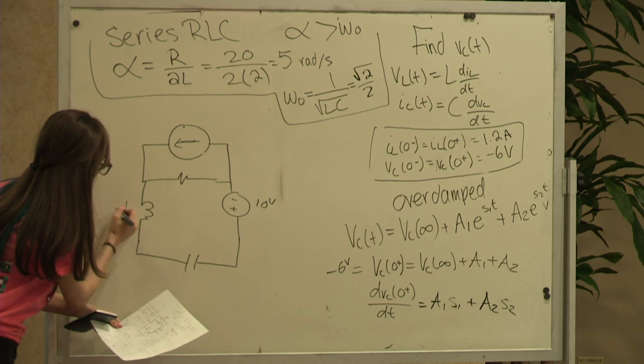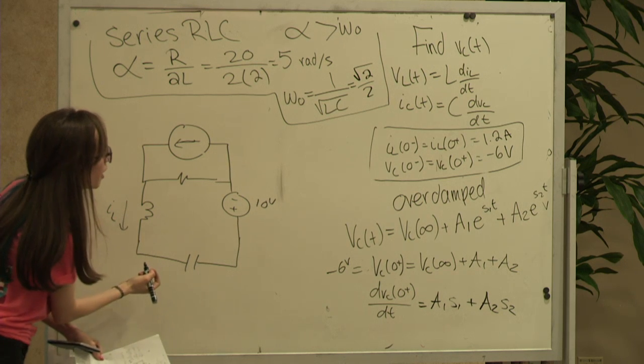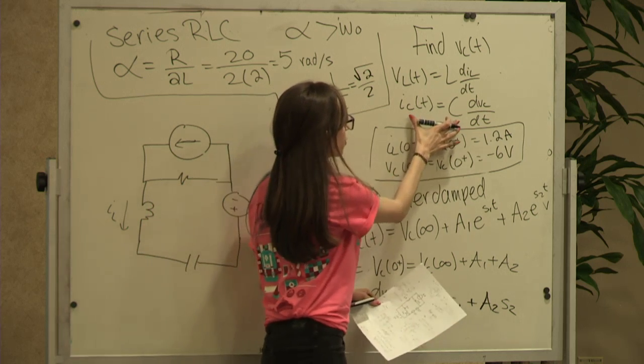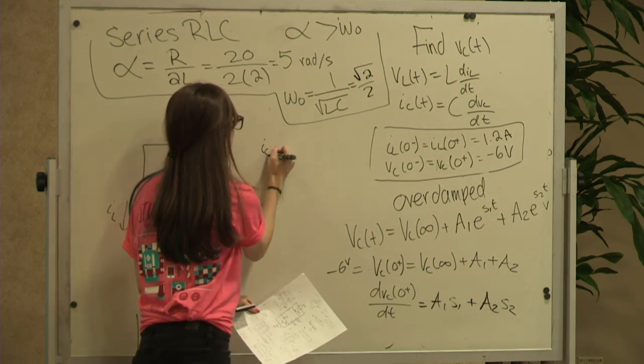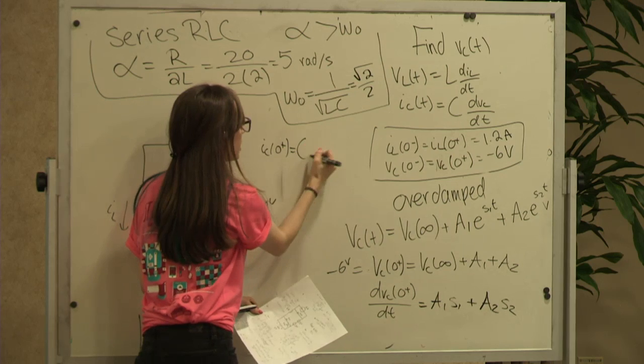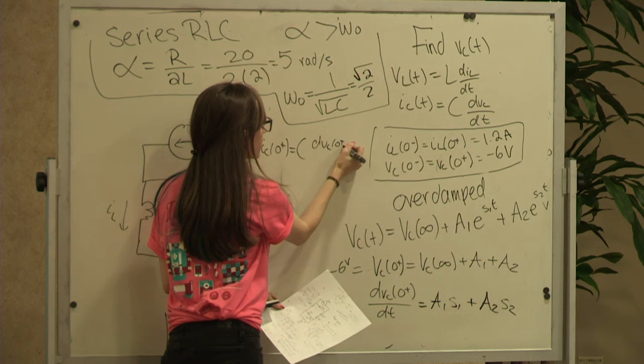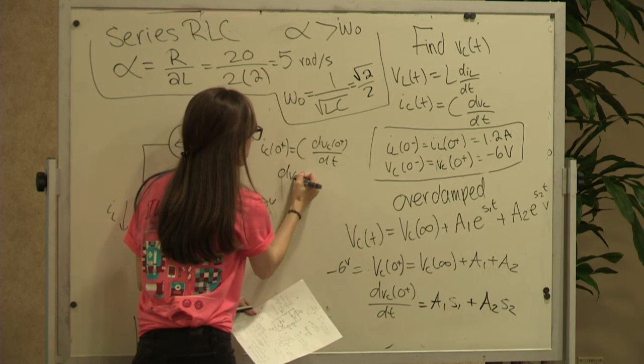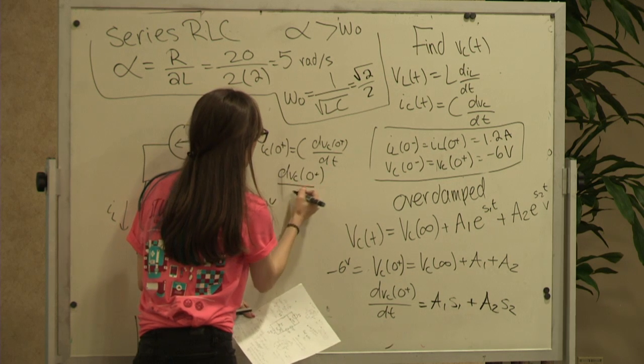So IL's like this, and we want to find VC of 0 plus dt. So notice this equation: IC of 0 plus equals C dVC of 0 plus over dt. So therefore, we just want to find IC of 0 plus.